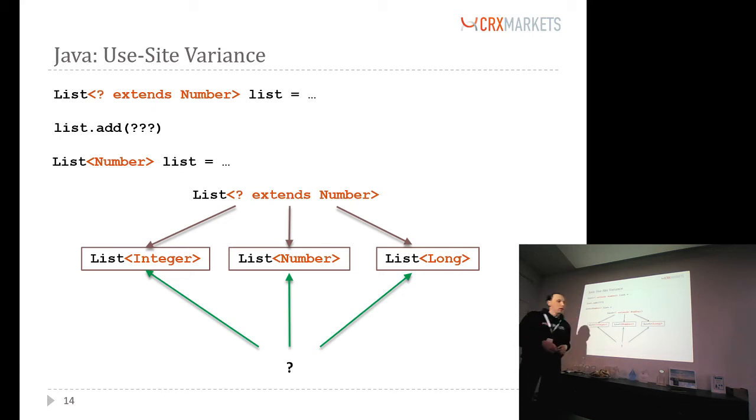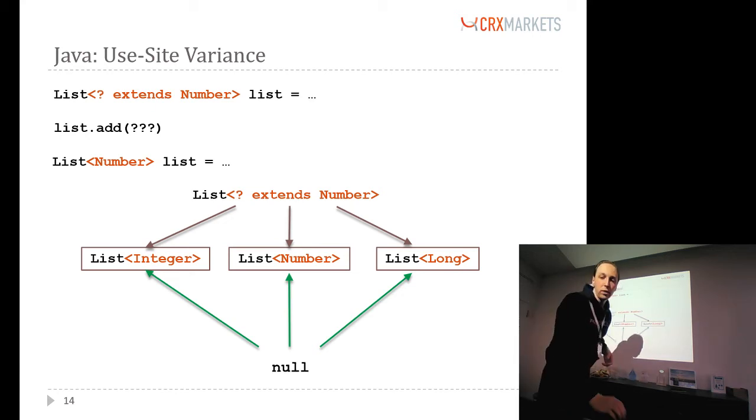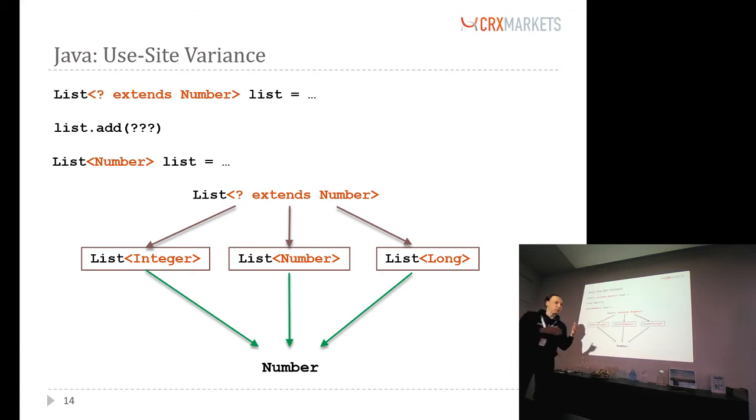But why do we need this reference? Because of what we can get out of this reference. Since this is a reference to a collection that is parameterized by integer or number or long, anything that we get out is a number.